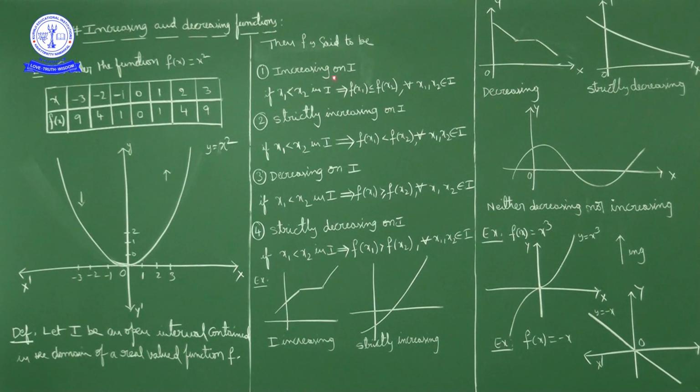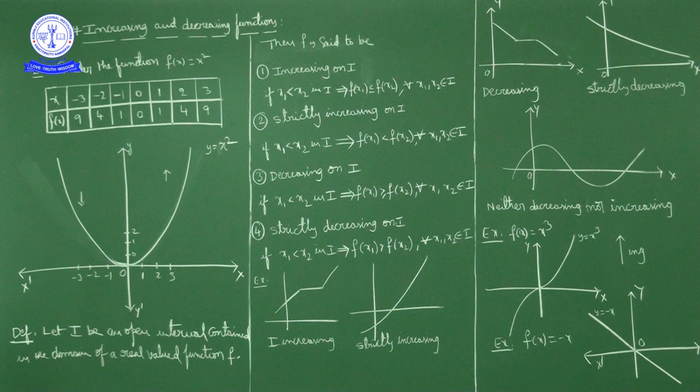Increasing function: if x1 less than x2 in I implies f of x1 is less than or equal to f of x2 for every x1, x2 belongs to I. It means if you consider any two arbitrary points in the interval such that x1 is less than x2 in I, that implies f of x1 is less than or equal to f of x2, then it is an increasing function. This has to be true for every x1, x2 belongs to I.